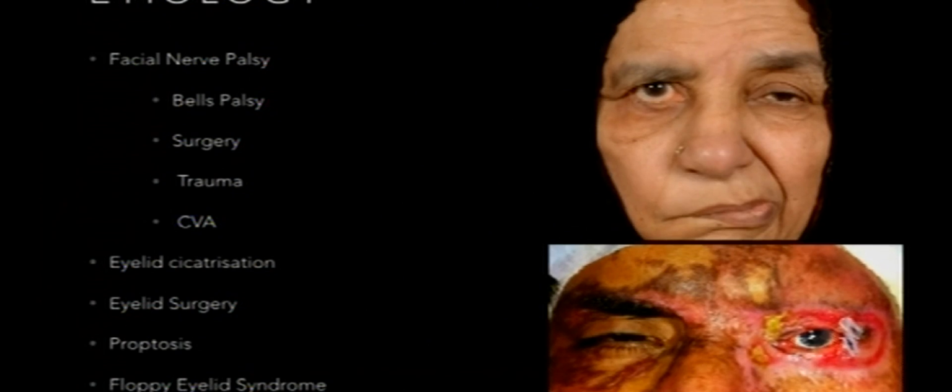The etiology of Lagophthalmos can be varied. Most common is facial nerve palsy, which may be because of Bell's palsy, as was described in the morning, surgery, trauma, or CVA. Then it can be because of cicatrization of the eyelids, which leads to incomplete closure, maybe a prior eyelid surgery. Sometimes it's not because of any problem with the eyelids, but proptosis, which is not allowing the lids to close properly. Even floppy eyelid syndrome patients have ectropion, and when they sleep, their eyes tend to open up and they may have a little bit of Lagophthalmos.